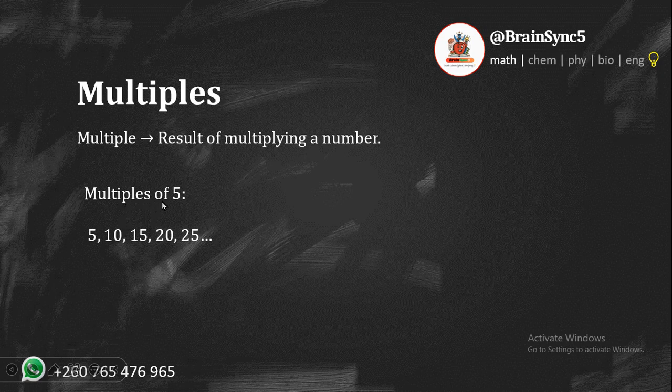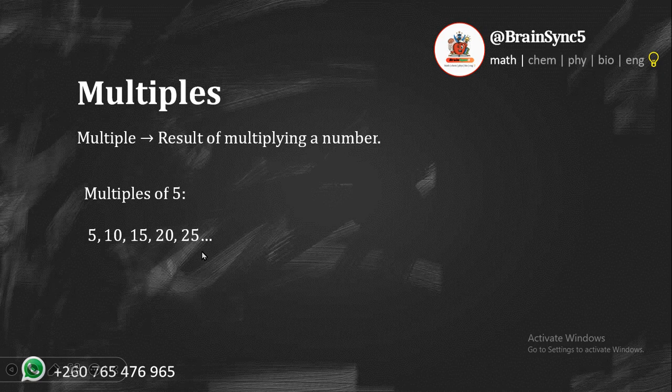What are the multiples of 5 here? 5 can go into 5, right? 5 can go into 10, right? 5 can go into 15, and 5 can go into 25. The list goes on. You just find numbers this number can go into without leaving a remainder. Multiples. It is simple, right? That is how you understand and answer multiples.